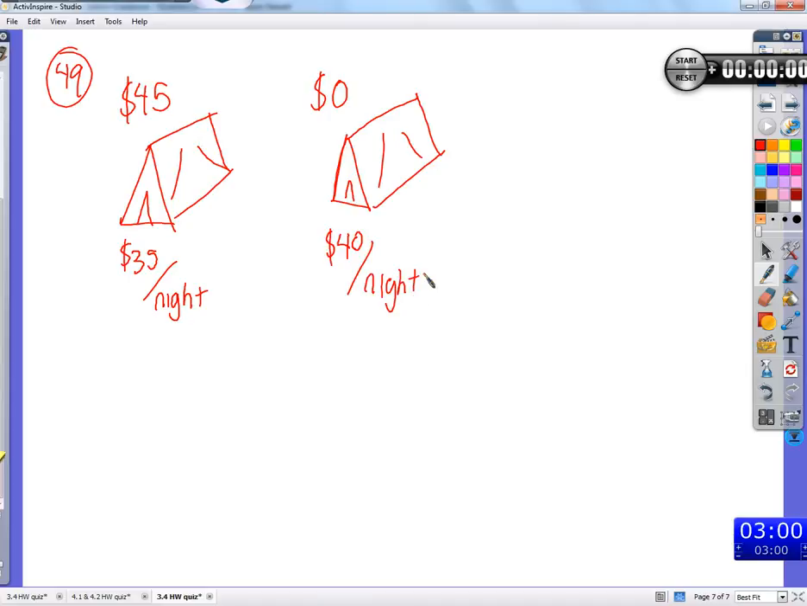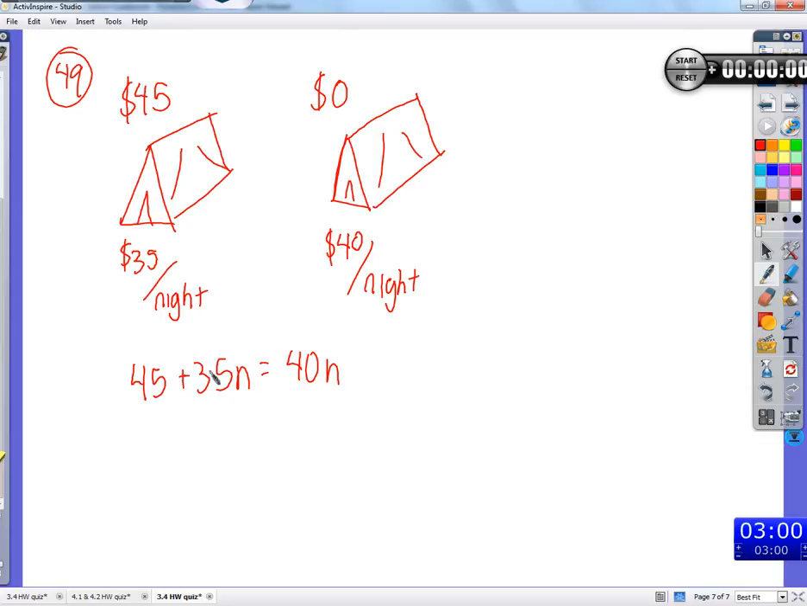I'm capturing all that information. So we want to figure out how many nights each of these different types of people would have to stay at these campsites for it to wind up being the same, and then afterwards, for this to wind up being a better deal. How are we going to set that up? Jared? 45 plus 35n, n for the number of nights, equals 40n, 40 times n.